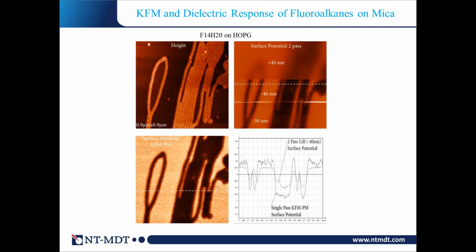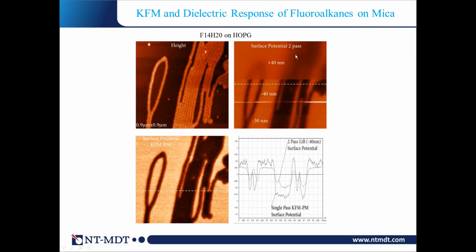But of course you start to lose on sensitivity and resolution when you take the tip away from the sample, and that's really reflected. Our instrument is the only one on which you can do both modes now, two pass and single pass. Here we have topography of, again, fluoroalkanes. No, I'm sorry, this is a mistake. It's on mica. It's correct, mica.